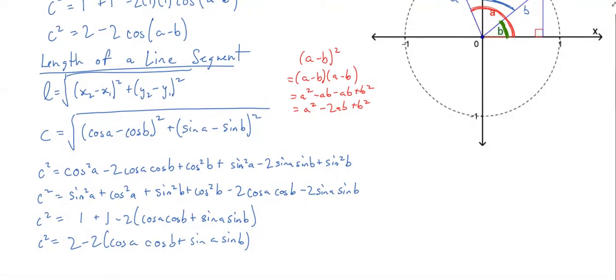Using two different relationships, cosine law for one and length of a line segment for another, what have we done? We've come up with two expressions for the squared length of that side in our diagram. So the C was the length of that side in the diagram, and C squared is equal to this, and C squared is also equal to that. So what could I do?